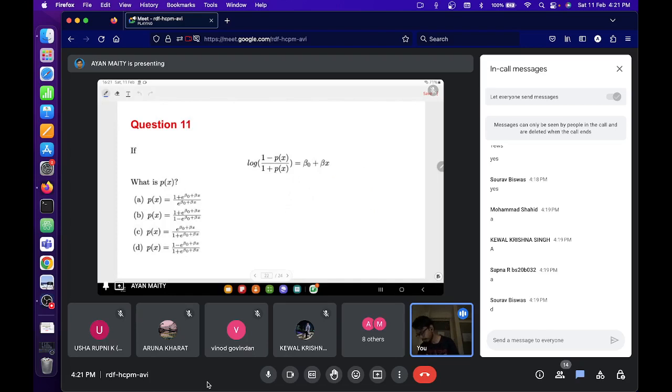So this is the 11th question. This is the last question. This is a basic mathematics question. It has not much to do with the logistic regression or LDA that we are talking about in this session. It is given: log of (1 minus p(x)) by (1 plus p(x)) equals beta 0 plus beta x. This is one kind of formulation that we use in logistic regression, which is why it has been given here. So what is p(x)?